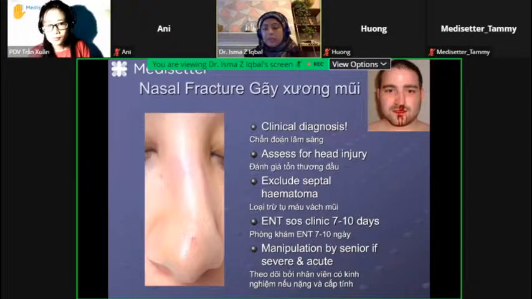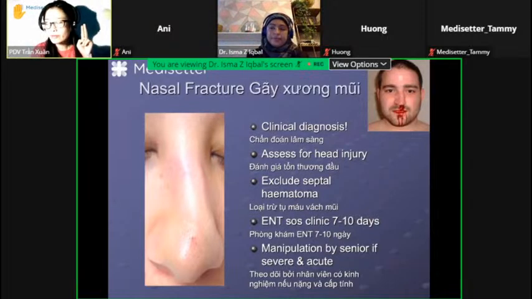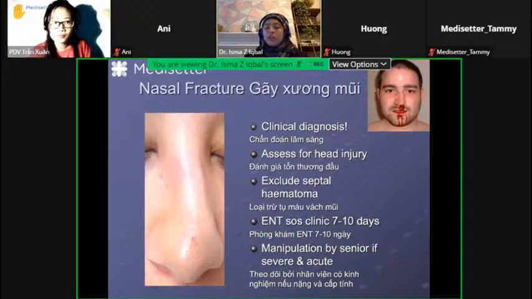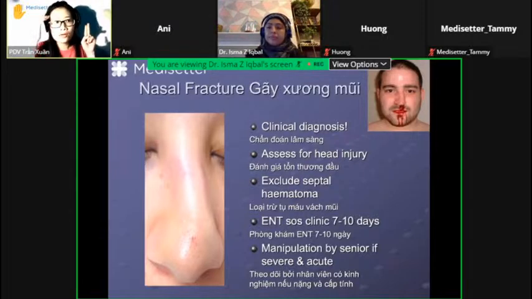Once the nose is anesthetized, we apply some pressure to exaggerate the deformity and then straighten it up. The patient can then look in the mirror and tell you if their nose looks back to normal.